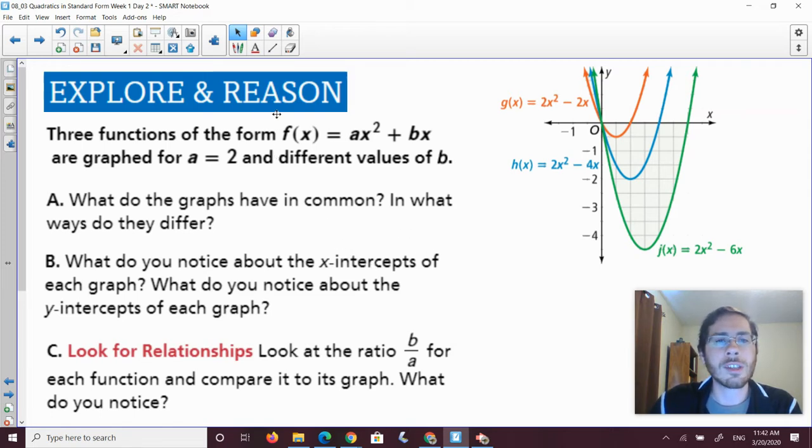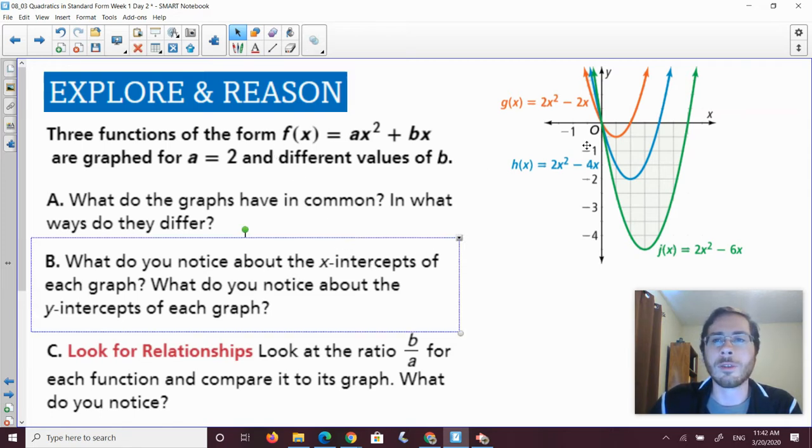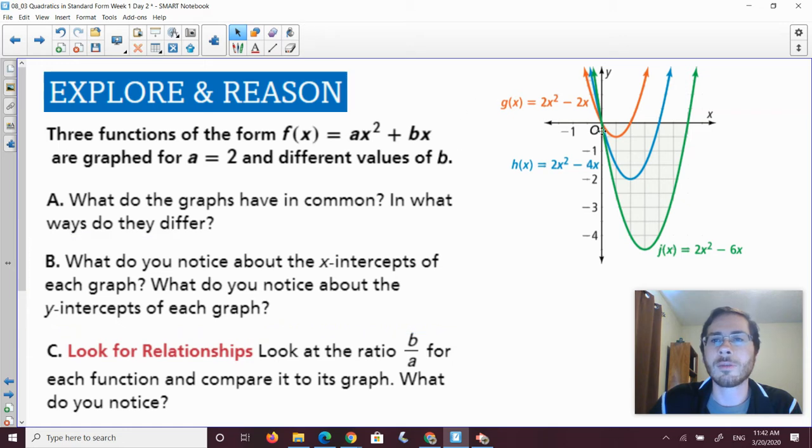If we check out just the x-intercepts for the red one, for g of x, we've got one at 0, one at 2. For the blue one, one's at 0, one's at 4. And for the green one, one's at 0, one's at 6. So it seems like these numbers are giving us the other x-intercept that's other than 0. With the y-intercepts, they're all 0, 0. That makes sense. If we plug 0 into any of these equations, we should get 0 back.